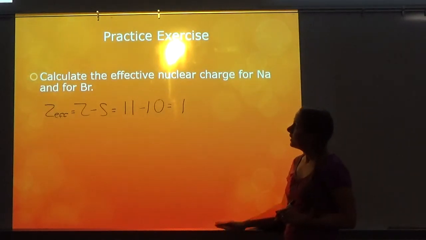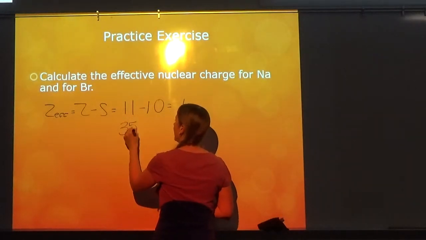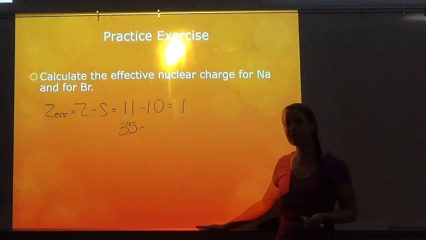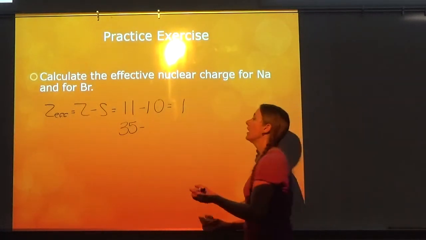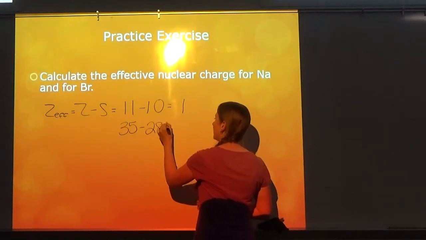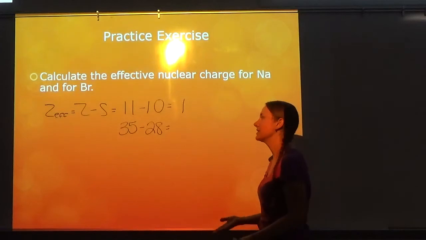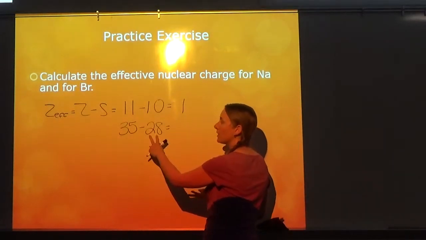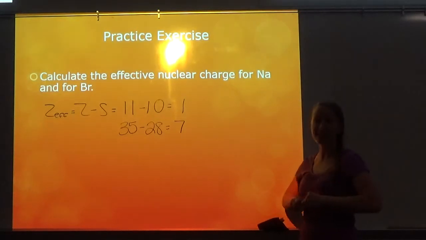All right, for bromine, its actual nuclear charge is 35. It is in group 17, so 7 of those electrons are valence electrons. So I'll subtract 28 core electrons from it, and I get an effective nuclear charge of 7.